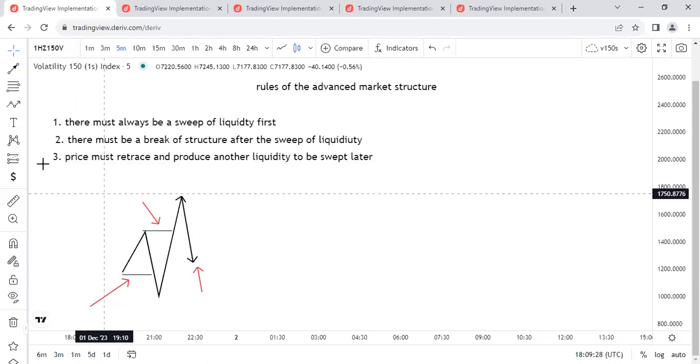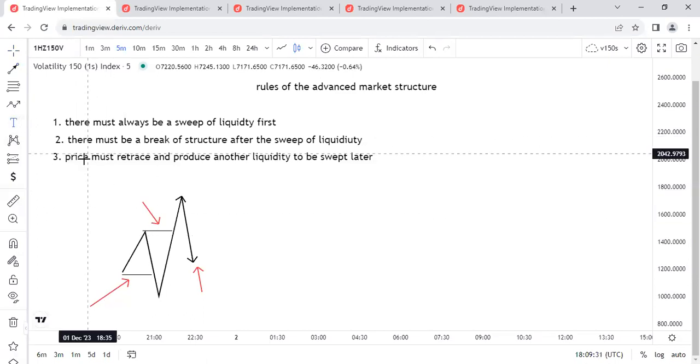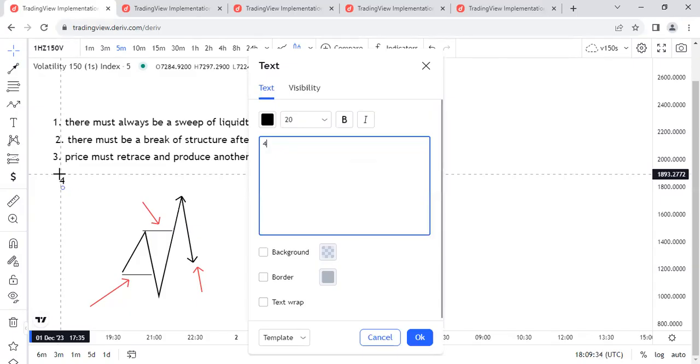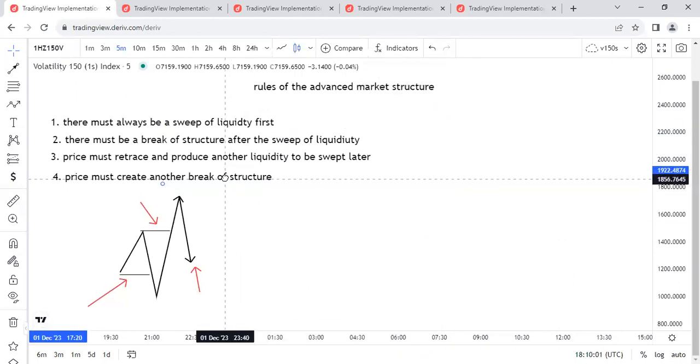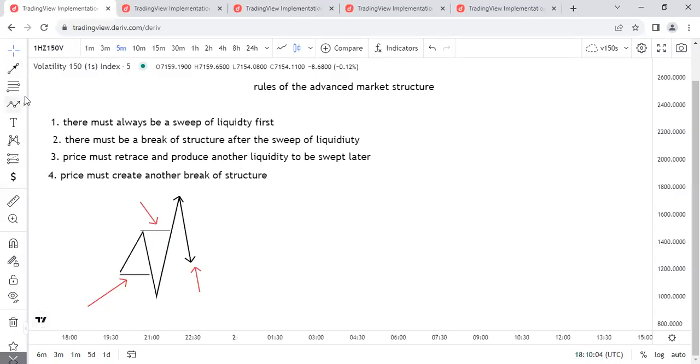Then what must price do again? Rule number 4. What must price do? Price must create another break of structure, which means we must have two breaks. Very, very important. If you don't have 2 breaks, it will not work.